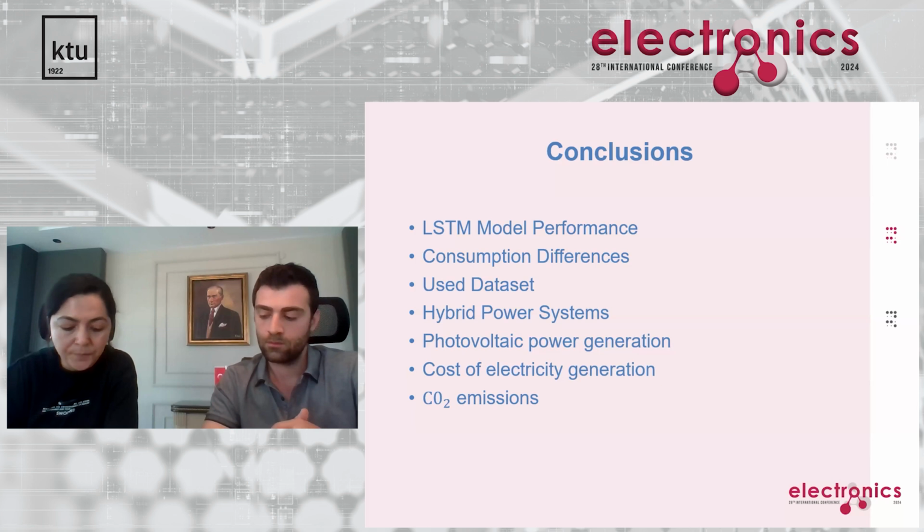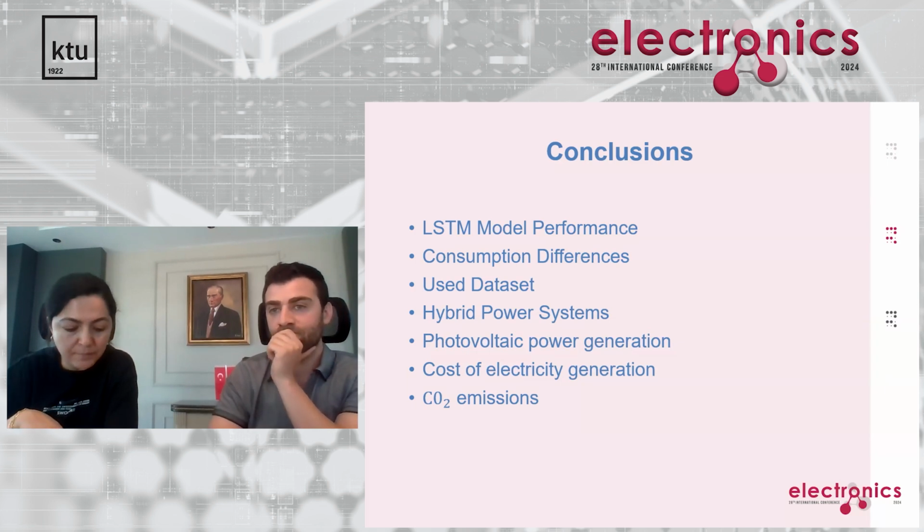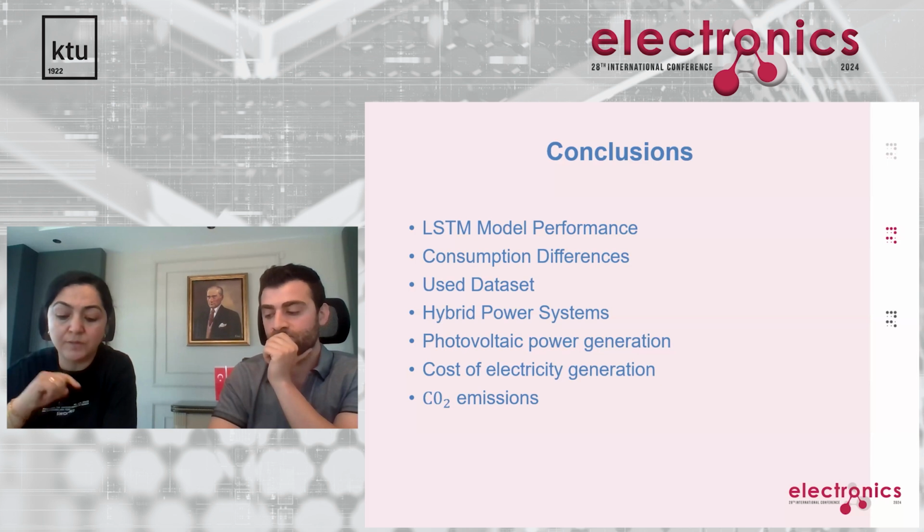Used dataset: models may achieve different classification success when applied to larger capacity datasets. Hybrid power system: the forecast result obtained in our study can be used as a valuable input for the design of a hybrid energy system for Göksun.